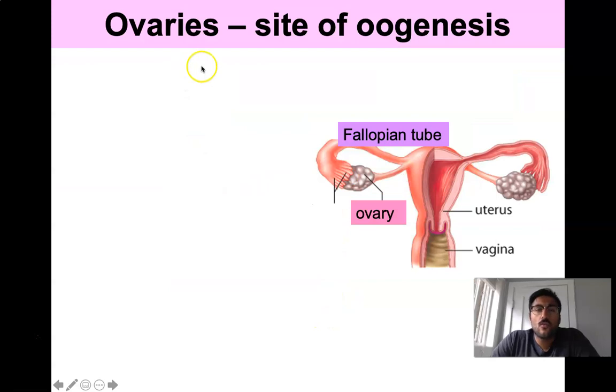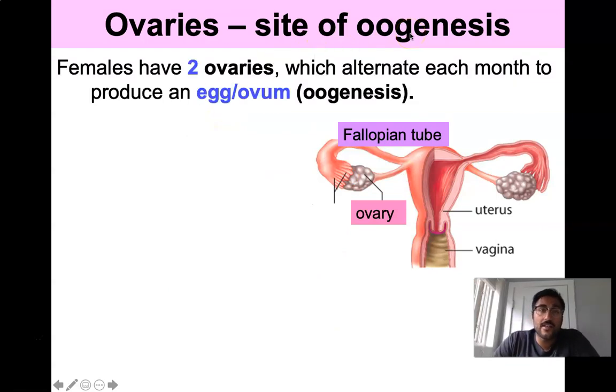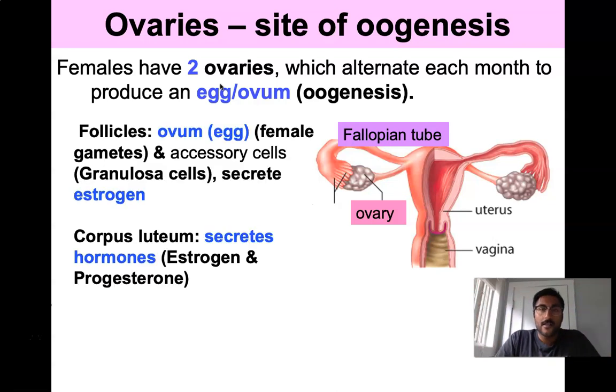Okay, so the ovaries themselves, we'll go into a bit more detail here. These are the site of oogenesis. So females have two ovaries, and they alternate each month to produce an egg, or an ovum, is the fancy name, and that's called oogenesis, or this is the process of meiosis in women. So the follicles are going to be the egg, and they're the female gamete, and they secrete estrogen. And then there's another section of cells called the corpus luteum, and they secrete hormones called estrogen and progesterone.